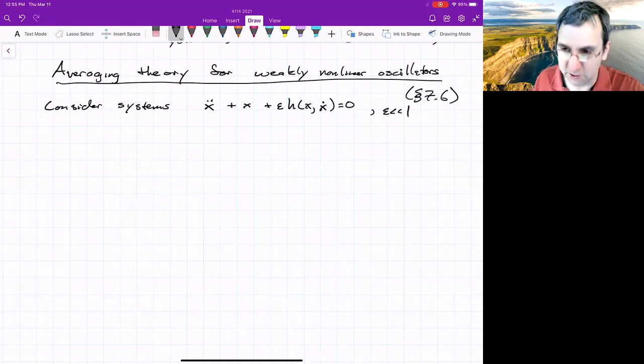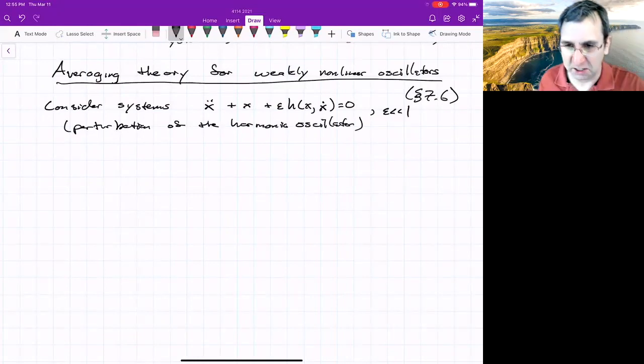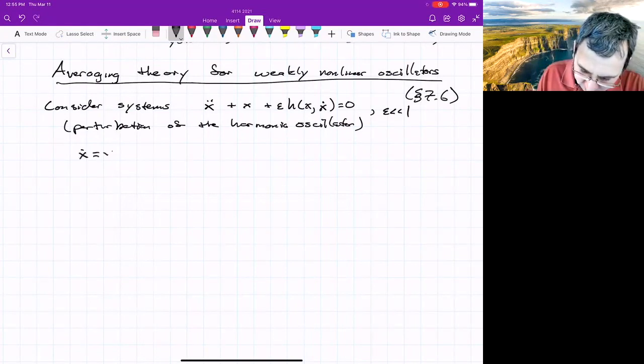Epsilon is much, much less than 1. So this is a perturbation of the harmonic oscillator. And we like to do that because we know everything about the harmonic oscillator. So we just want to know, how do things change a little bit? So we will start by writing this in the usual phase space coordinates of x and y. So we would say x dot equals y, y dot equals minus x minus epsilon h(x, x dot).